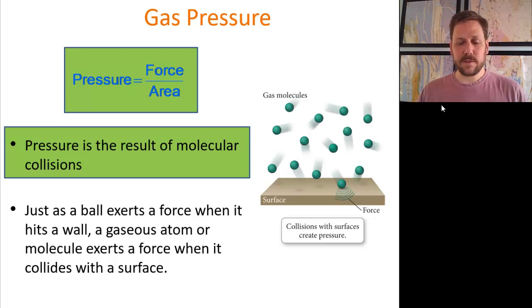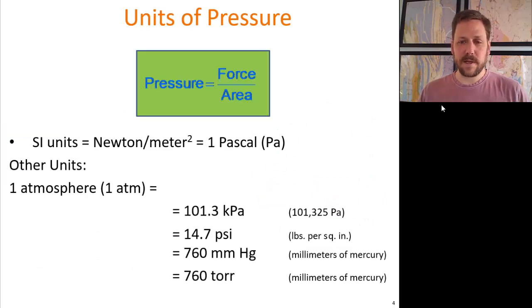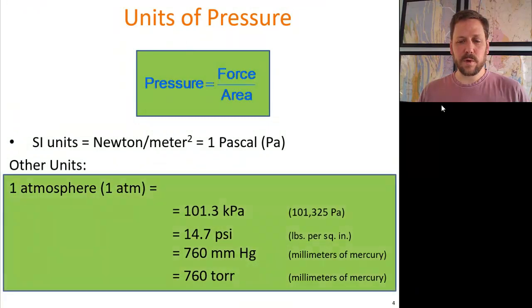But in the metric system, we don't measure force in pounds, nor area in square inches. We measure force in newtons and area in square meters. So the SI or metric system unit for pressure is the newton per square meter, which is called a pascal. More commonly, we're going to be measuring in kilopascals, or thousands of pascals.